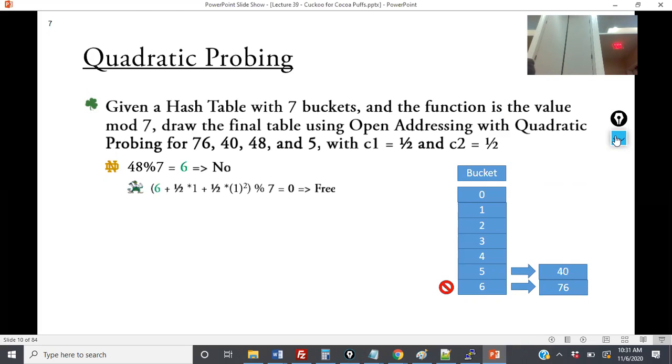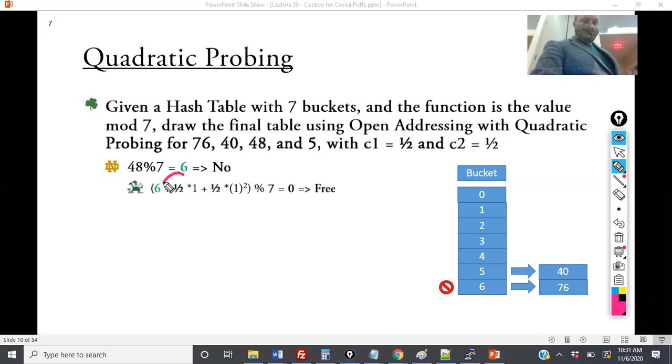This is where we start accounting for the quadratic hash. So we take the value 6 here, and we say 6 plus 1/2 of 1 plus 1/2 of 1 squared. So that's 0.5 plus 0.5, and that's going to give us 7. 7 mod 7 will be 0, and so that's going to be free.